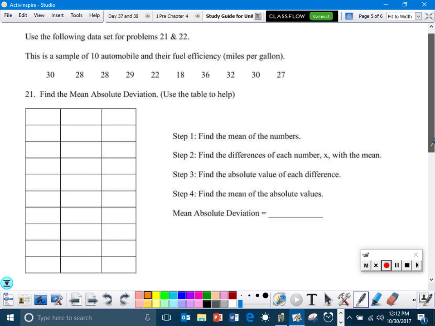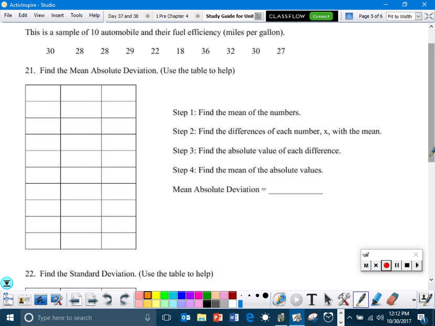Okay, so on the test, this is what it's going to look like. You have to be able to follow the steps. You have to read each step very carefully. Okay? So 21 says find the mean absolute deviation. Use the table to help. All right, here we go. First of all, find the mean of the numbers.